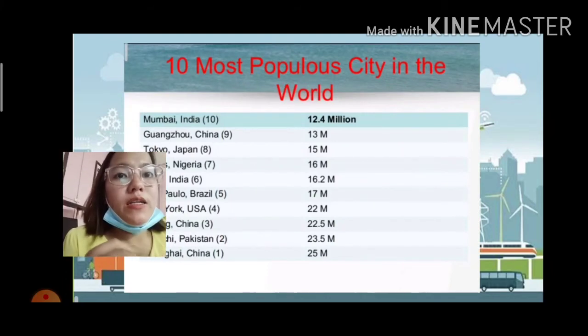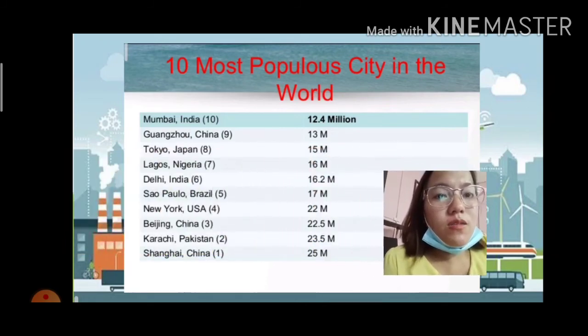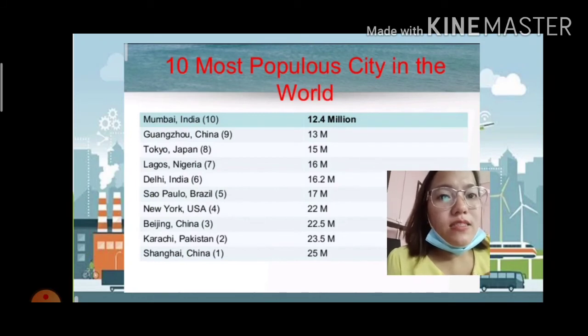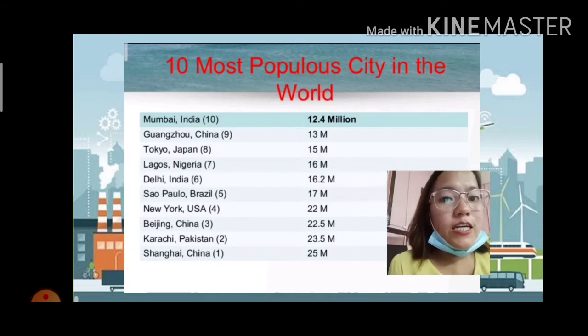So number 1, Mumbai, India. Okay, next is Guangzhou, China. The third one is Tokyo, Japan. Next is Lagos, Nigeria. Delhi, India. Sao Paulo, Brazil. New York, USA. Beijing, China. Karachi, Pakistan. And Shanghai, China.